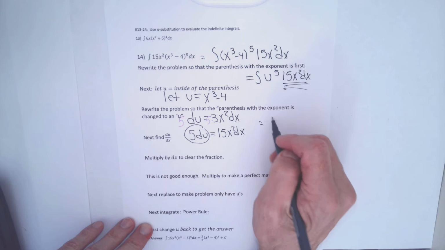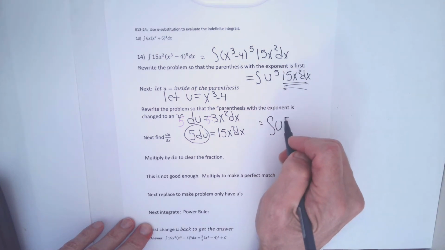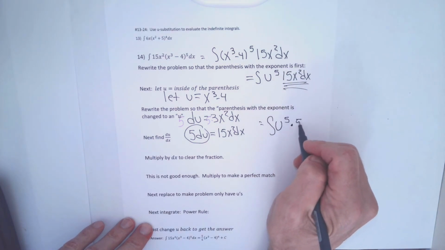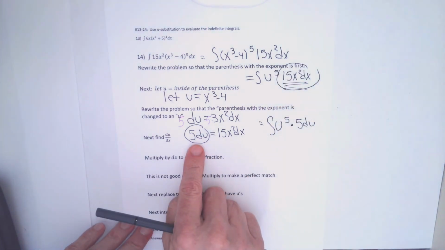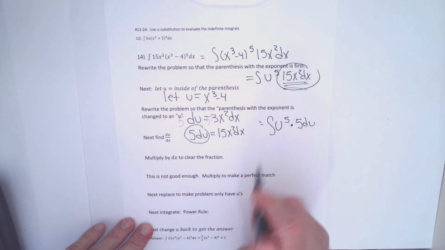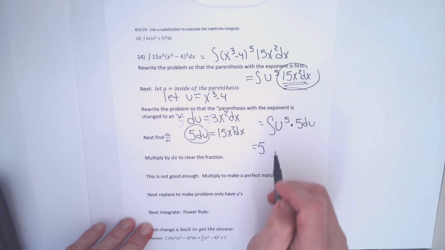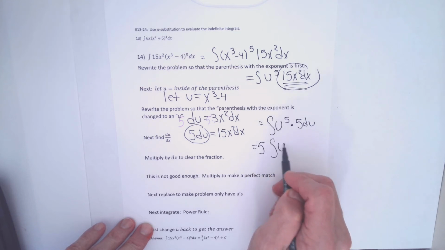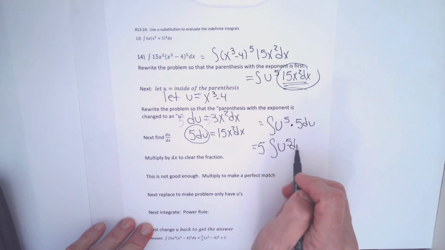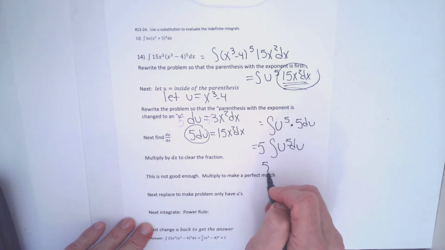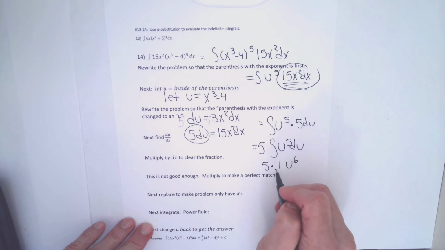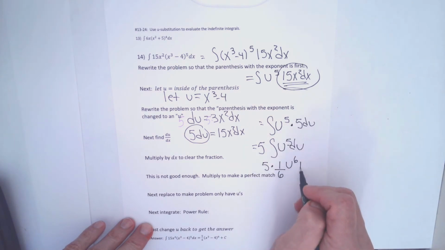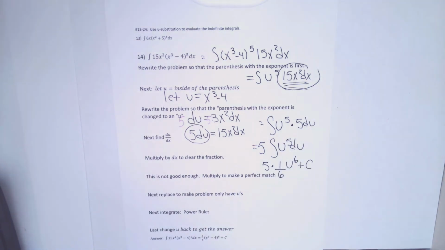I'm going to write the problem as u to the 5th times 5 du, taking this 15x squared dx, changing it to what it's equal to in terms of u. This can be treated as a coefficient. I'm going to pass it through the integral and make this 5 times the integral of u to the 5th du. And now I'm going to integrate. I know that the new exponent is going to be 6. I'm going to add 1 to the exponent. So that means I have to multiply by 1/6 when I do the integrating.